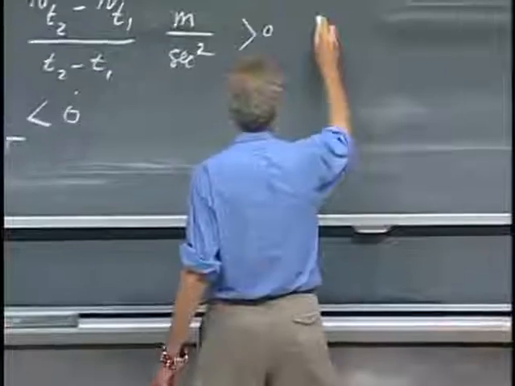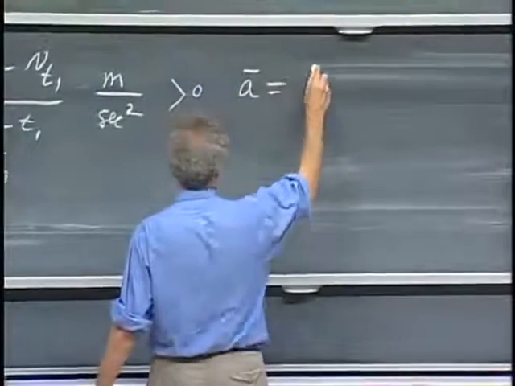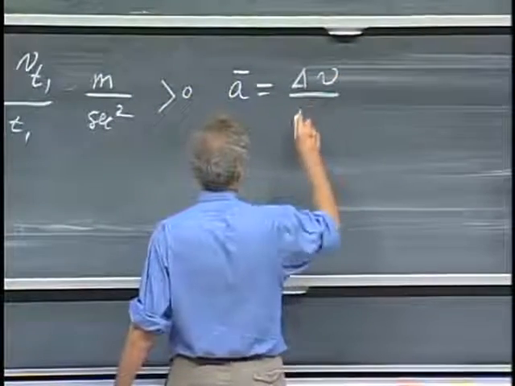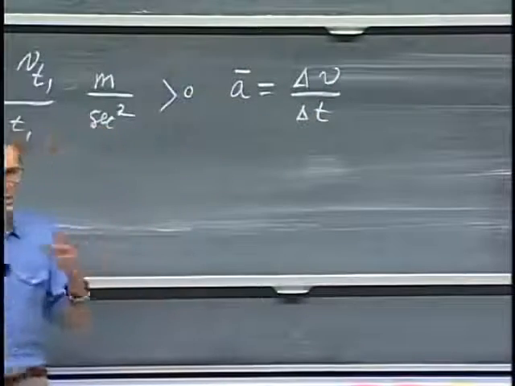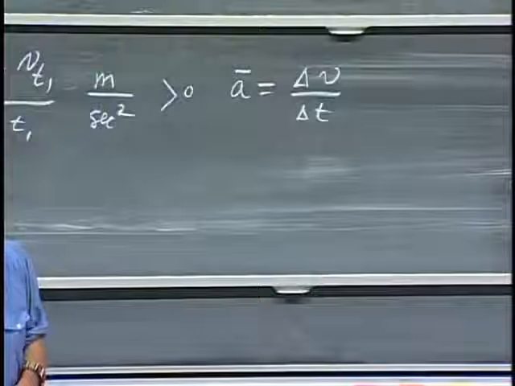So you can also write down that the average acceleration is delta v divided by delta t, but you must be careful because the delta v is sign sensitive. You must obey your sign convention.